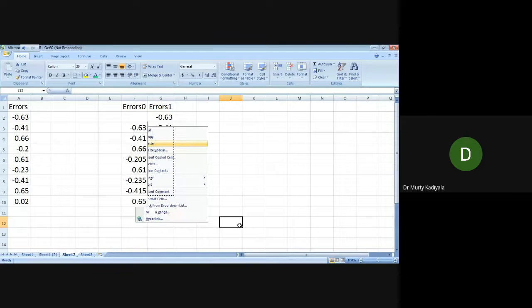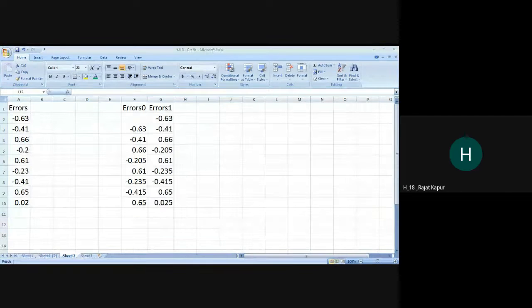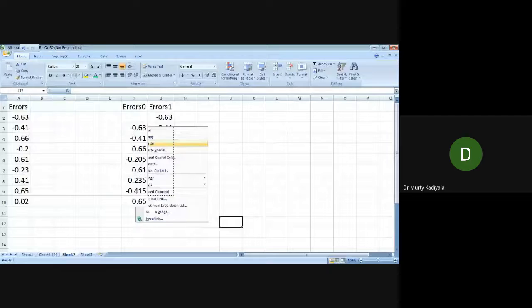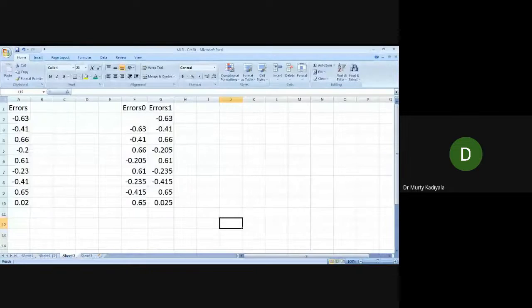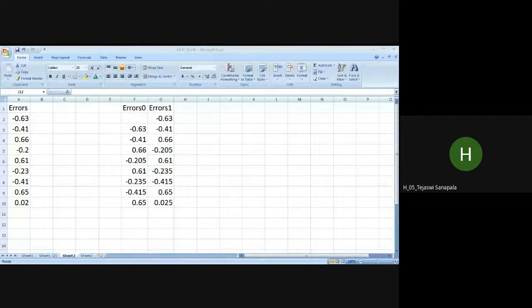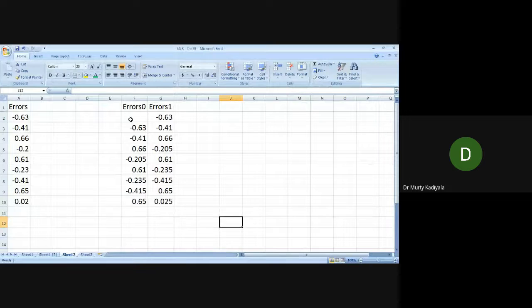Are you able to see? Sir, it's disconnecting, it's overlapping. Okay, now it's fine. Yes, sir. You don't have a value here. So let me remove this particular value because I don't have it.